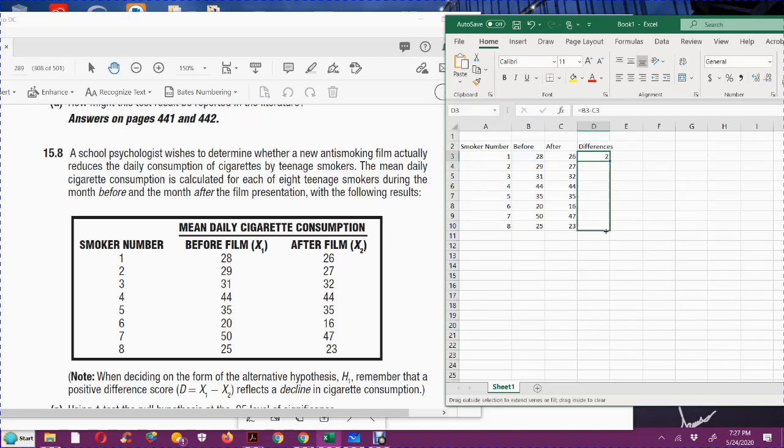And then I can just copy this down. I don't need any of those dollar signs. And you see this person actually increased their cigarette consumption. These two stayed the same. This person went down a lot, but most of them were in that 2, 3 kind of range. So these are the differences.